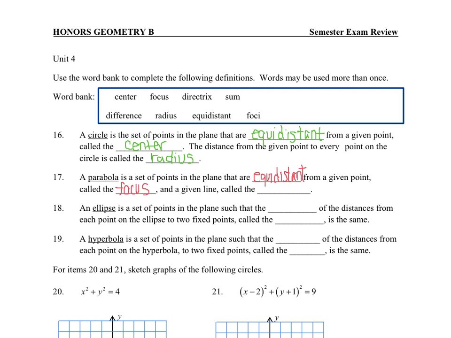An ellipse and a hyperbola have 2 focuses, which are pronounced foci. So a parabola is a set of points in the plane that are equidistant from a given point called the focus and a given line called the directrix.